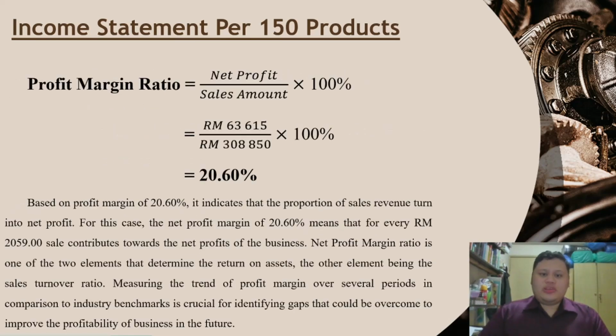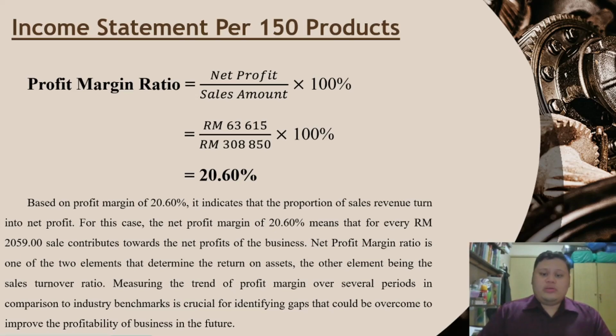Profit margin ratio, net profit over sales amount times 100%. We can conclude that it is 20.6%. Based on the profit margin of 20.6%, it indicates the proportion of sales revenue turned into net profit. For this case, the net profit margin of 20.6% means that for every 2,050 ringgit and 59 sen of sales, it contributes toward the net profits of the business.